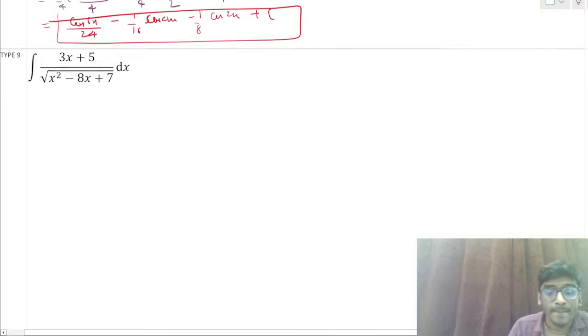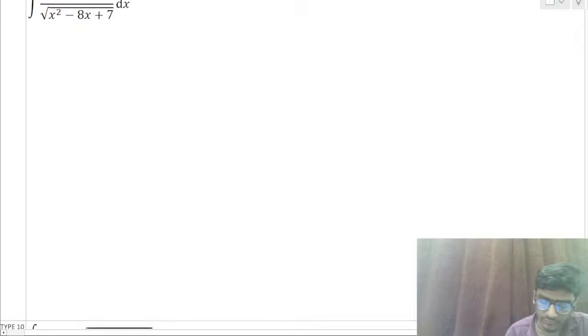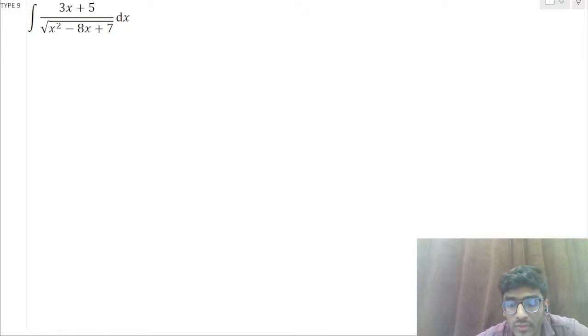Now this integral. I am giving you 1 minute. Try to think about how we are going to solve it. This integral.